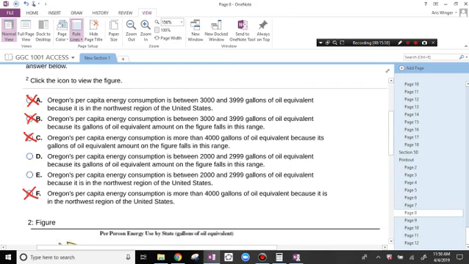Oregon's per capita energy consumption is between 2,000 and 2,999 gallons of oil equivalent, because its gallons of oil equivalent amount on the figure falls in this range. That looks right. Let's see. The other option says it's because it is in the Northwest region. That's not the reason.